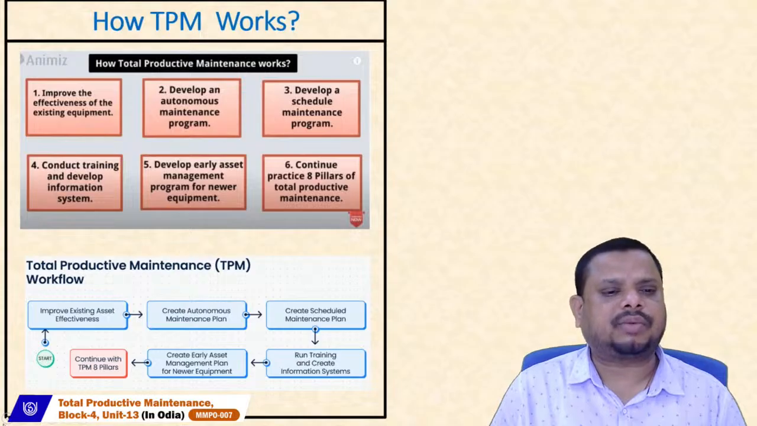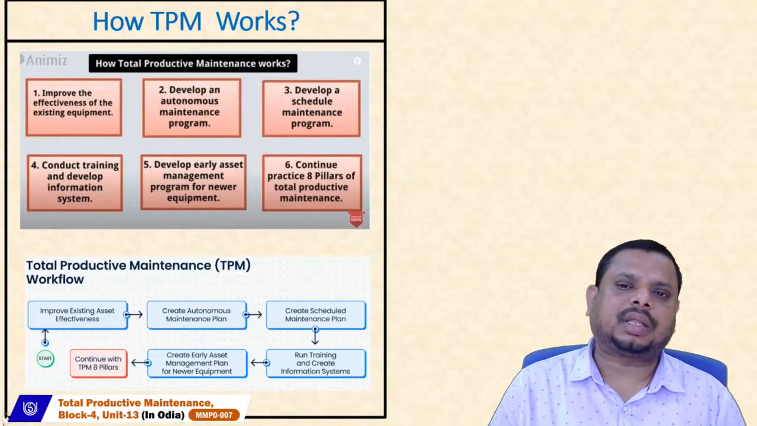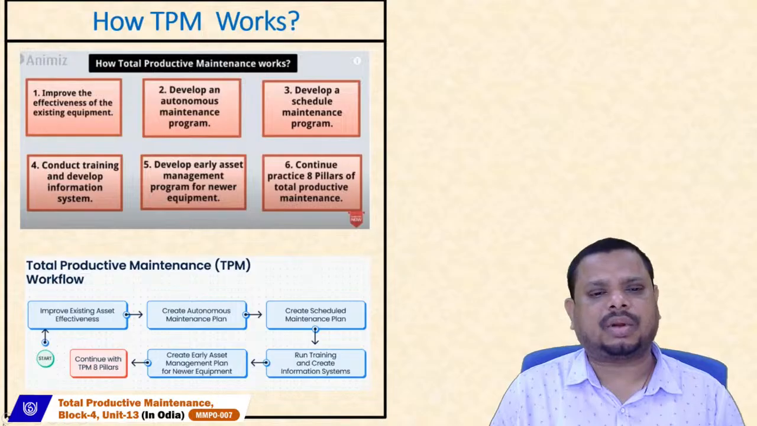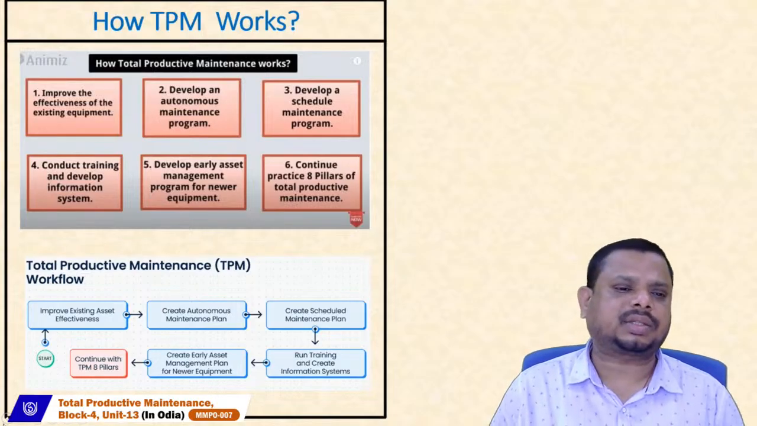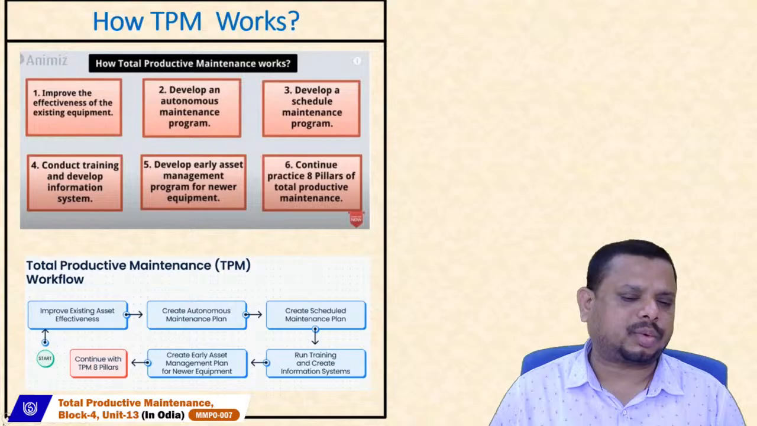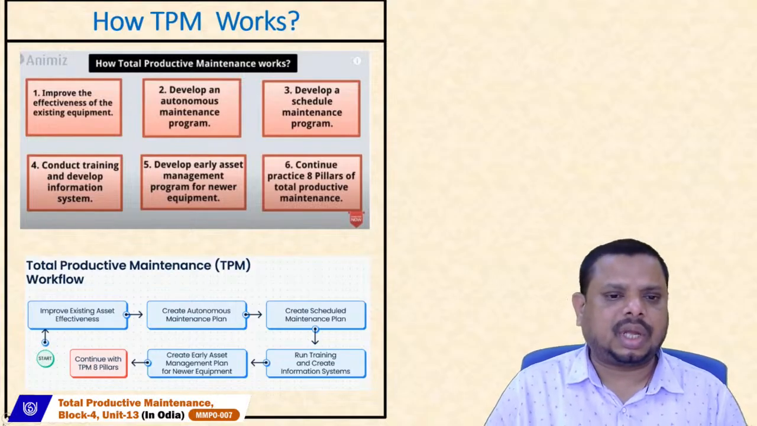The next one is to develop an early asset management program for newer equipment. In the case of newer equipment, you have to record all the data, their specifications, and their different parameters. Whenever you go for asset management, record keeping must be done, and the details should be provided to all levels of management so that they can easily understand the basic features of the machines or equipment and the SOPs, standard operating procedures, whenever they run the machines at different functional levels.